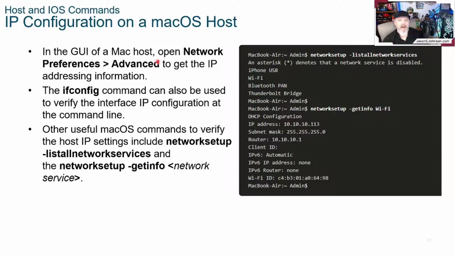In the GUI of a Mac host, you want to open up Network Preferences Advanced to get to the IP addressing information. You'll type the ifconfig command to get the information. Other useful macOS commands are networksetup -listallnetworkservices and networksetup -getinfo.